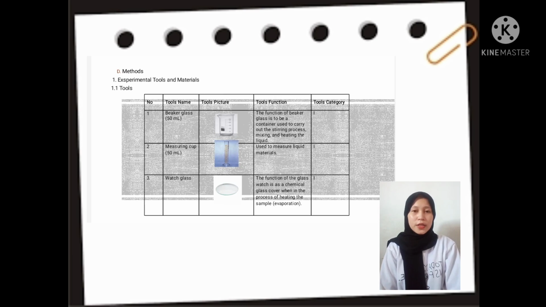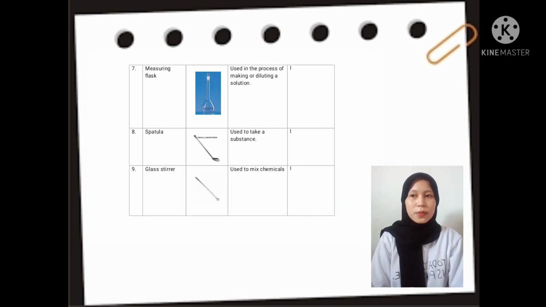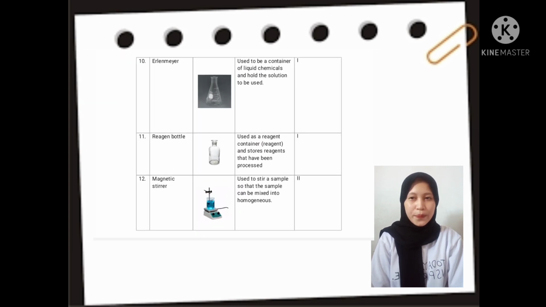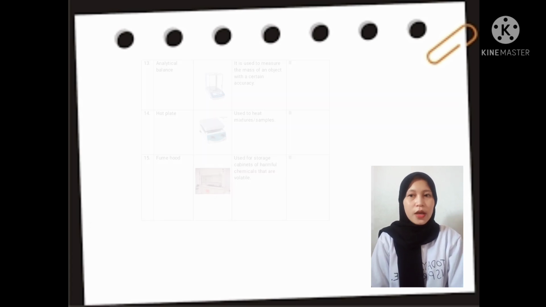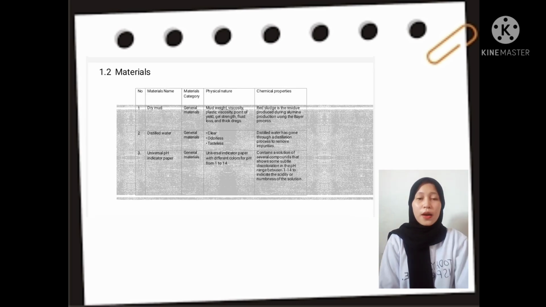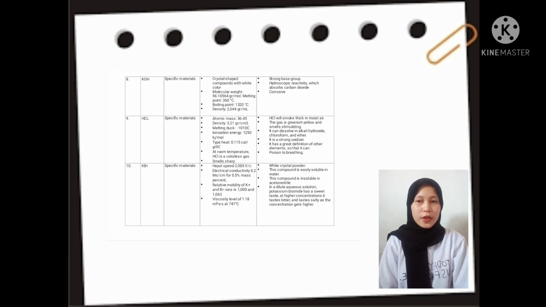Method: experimental tools and materials. Tools: first, beaker glass, measuring cup, watch glass, desiccator, spray bottle, glass funnel, measuring flask, spatula, glass stirrer, Erlenmeyer, reagent bottle, magnetic stirrer, analytical balance, hot plate, flame hot oven, distillation apparatus. Next, materials. First, dry mud, distilled water, universal indicator paper, tap water, tissue, filter paper, washing soap, KOH, HCl, and KBr.